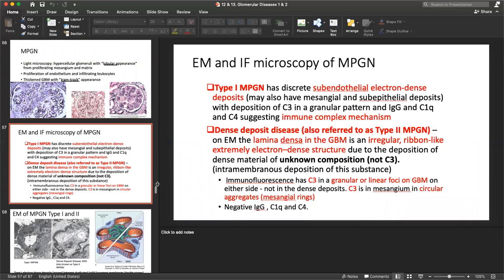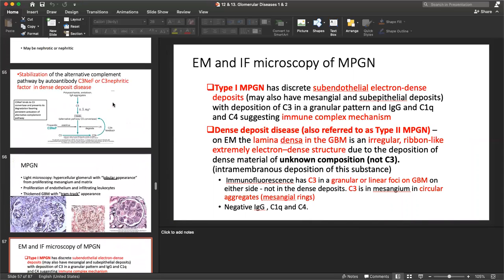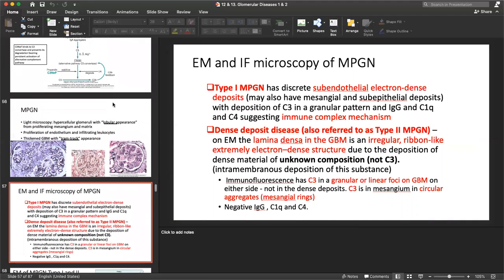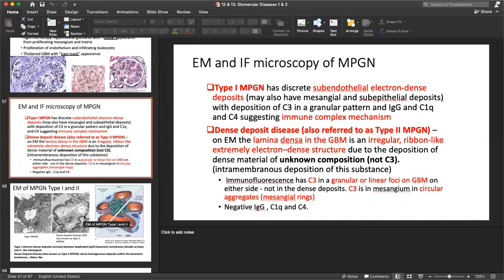Okay, so type 1 is our subendothelial, below the endothelium, deposits, which are going to be immune complex mechanism. Type 2 is our dense deposit disease. It's in the lamina densa of the membrane. It's going to be irregular, ribbon-like. And it's going to have that C3, and remember it's that C3 nephritic factor NeF. And it can form mesangial ring.